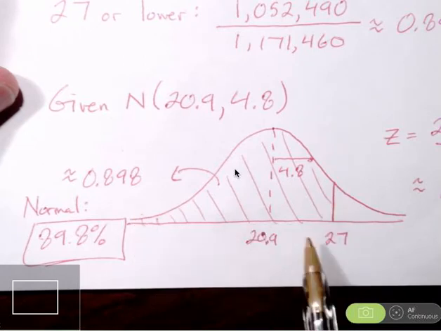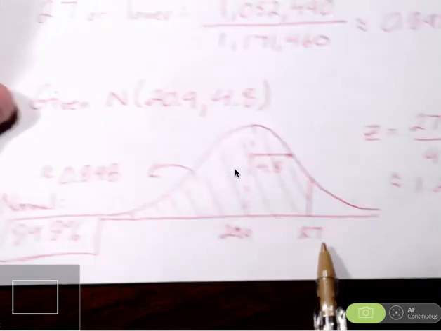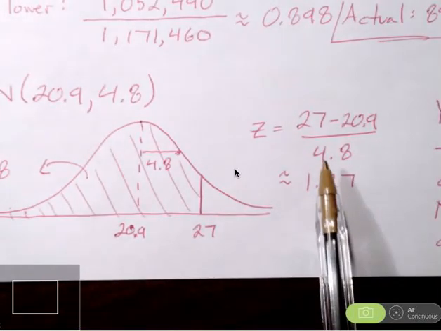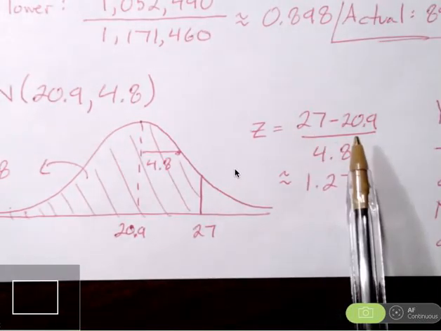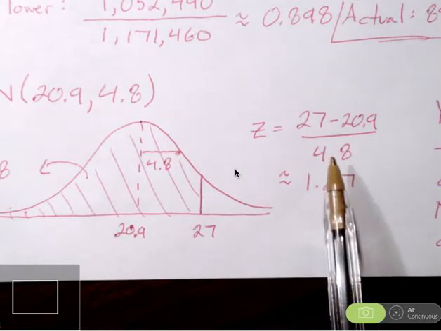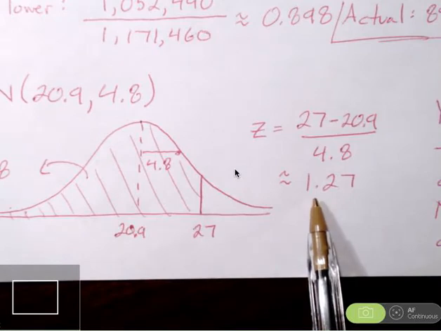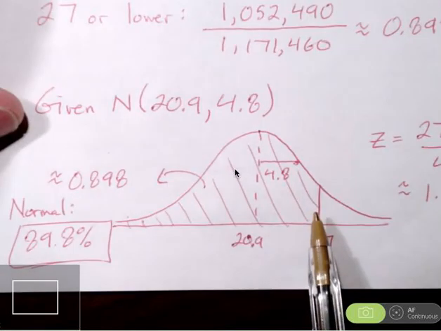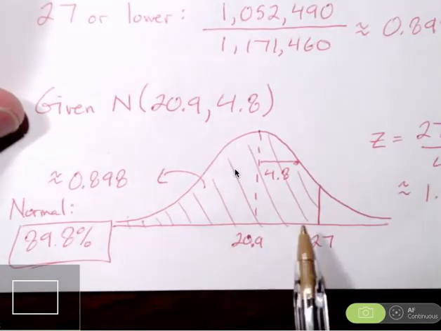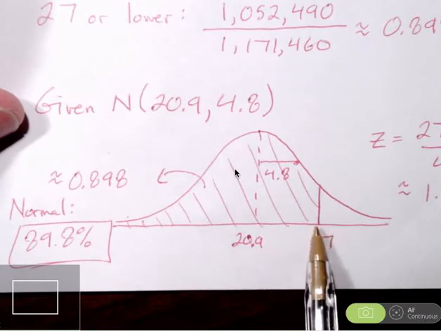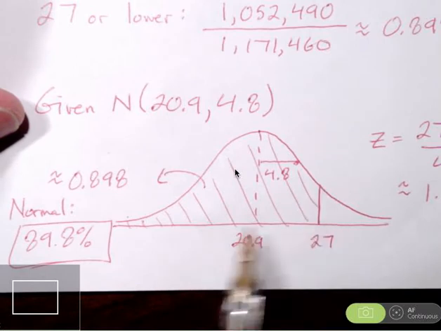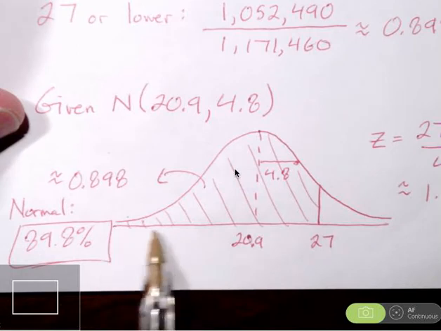So first of all, I need to take that 27 and turn it into a z-score. So 27, take away the mean of 20.9, divide by the standard deviation of 4.8. That gives me a z-score of 1.27. So notice if I look at my shaded area then, the 1.27 is the right boundary of the shaded area. The left boundary I'm going to use a negative 10 for my z-score on the left.